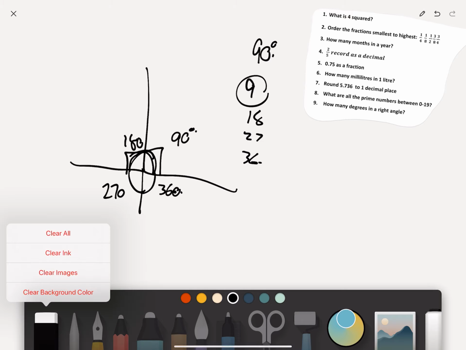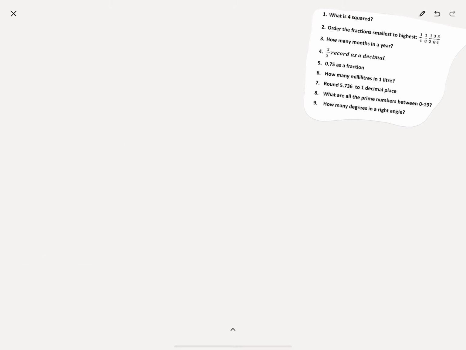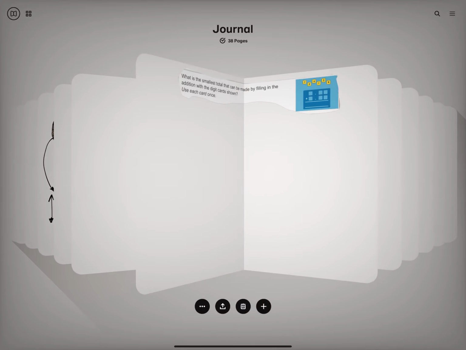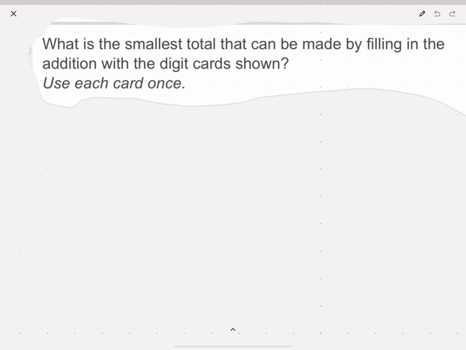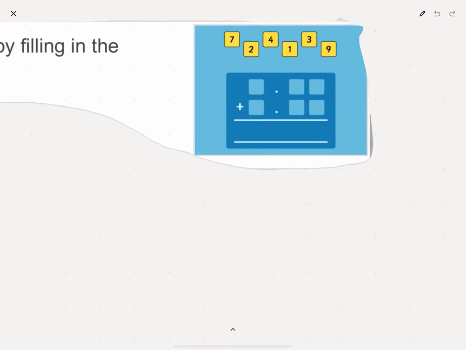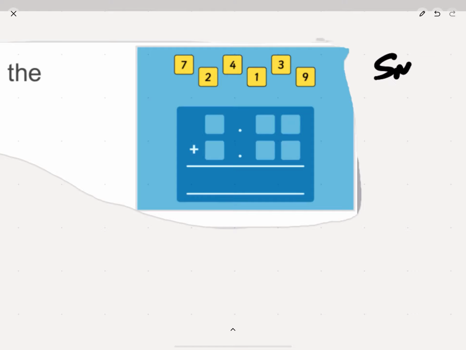As usual, I'll now put a challenge question on the screen for you to have a go at. Pause the video, have a go yourself, and then come back and I will explain how to do it. It is this one here. Let me just zoom in for it. What is the smallest total that can be made by filling in the addition with the digit cards shown? So you're trying to make the smallest that you can. Okay, you stop it now, have a go yourself if you want to, and then I'll go through it with you.